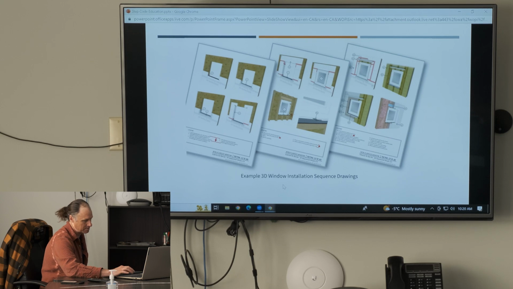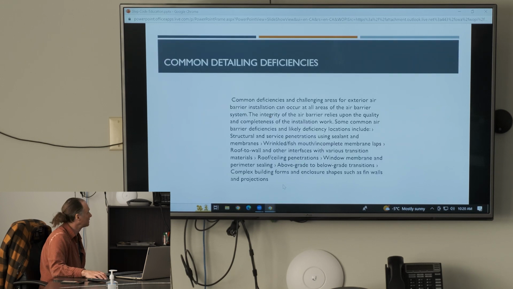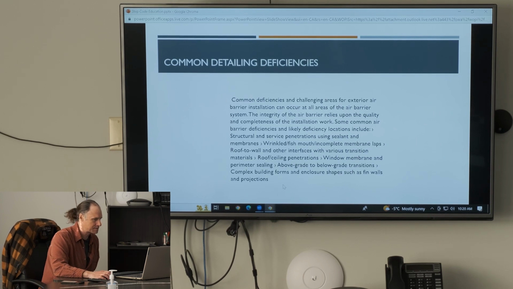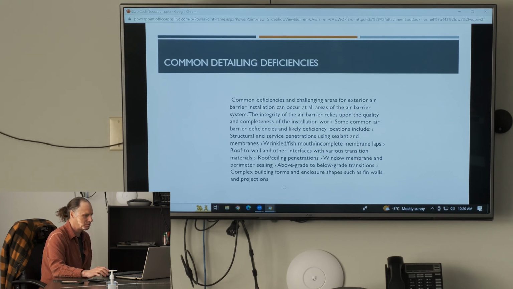And this is also in the Builder Guide web tool. So, some common detailing deficiencies. Common deficiencies and challenging areas of exterior air barrier installation can occur at all areas of the air barrier system. The integrity of the air barrier relies upon the quality and completeness of the installation work.